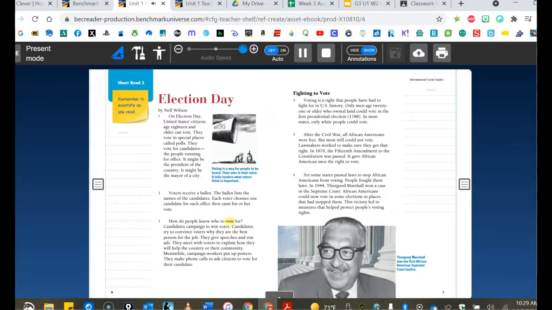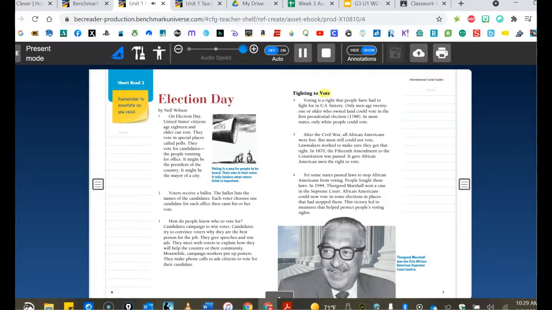How do people know who to vote for? Candidates campaign to win votes. Candidates try to convince voters why they are the best person for the job. They give speeches and run ads. They meet with voters to explain how they will help the country or their community. Meanwhile, campaign workers put up posters. They make phone calls to ask citizens to vote for their candidate. Voting is a way for people to be heard. Their vote is their voice. It tells leaders what voters think is important.